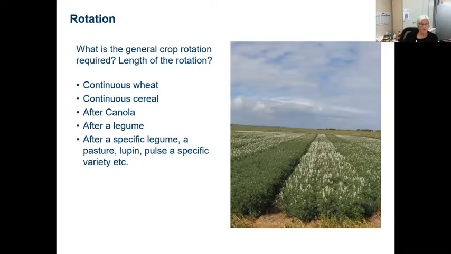Okay, so your rotation is another area that you have to consider when you're choosing your site, and the length of rotation. So you may want a continuous wheat, you may want a continuous cereal after canola. Do you want a clean site after a legume, nitrogen? Depending on what sort of trial you want to put in is what rotation you will decide to have.